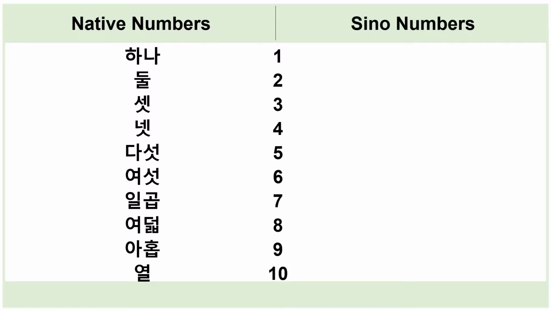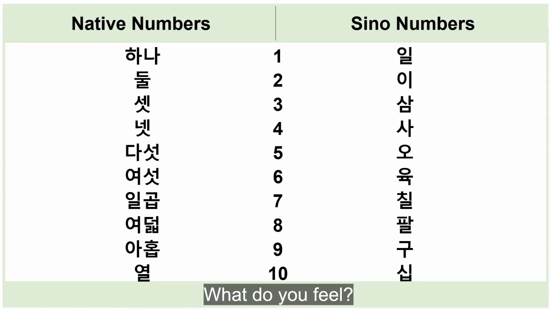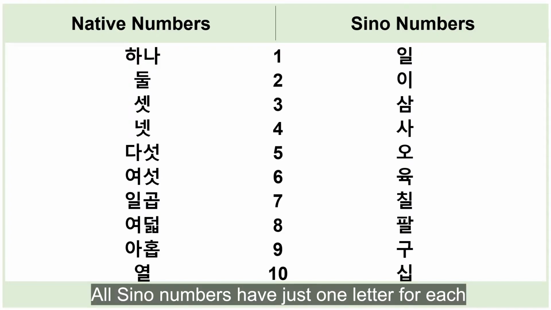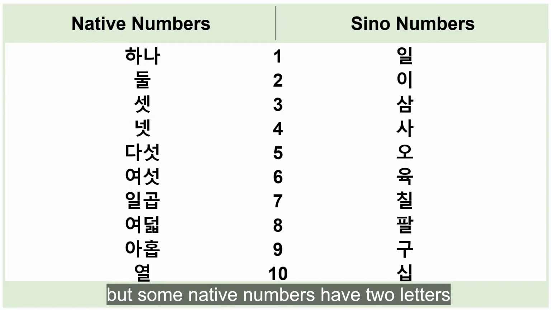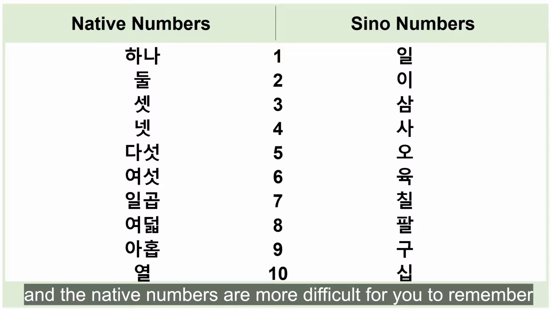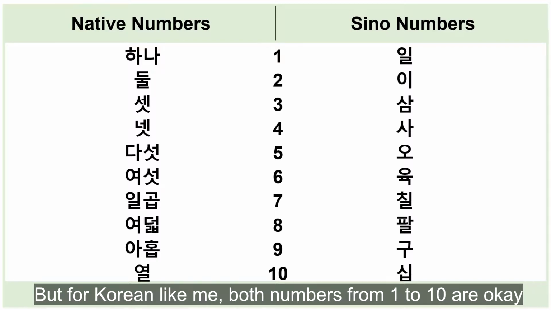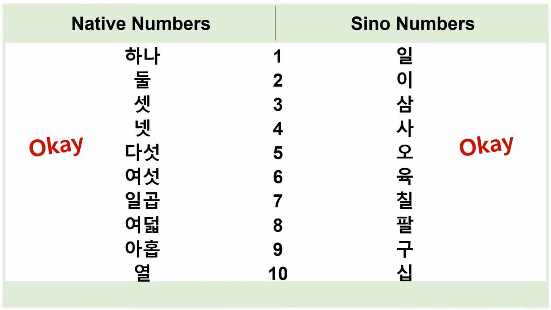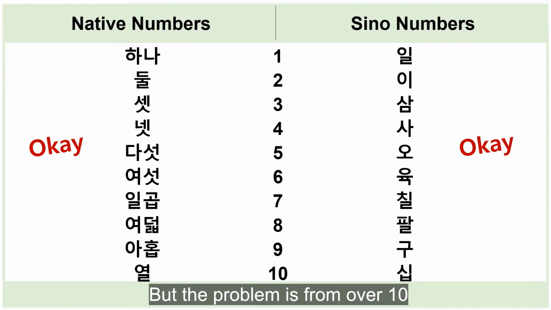And the Sino-Korean numbers are 일, 이, 삼, 사, 오, 육, 칠, 팔, 구, 십. You may notice all Sino numbers have just one letter each, but some native numbers have two letters. So in this regard, you may fear that the Sino numbers are simple and native numbers are more difficult for you to remember. But for Korean people like me, both numbers from 1 to 10 are okay, not difficult. But the problem is from over 10.